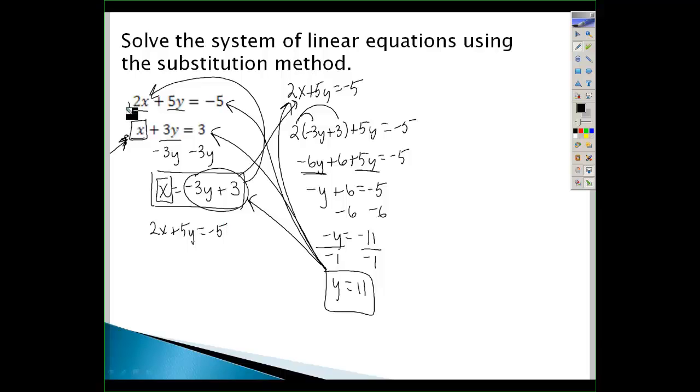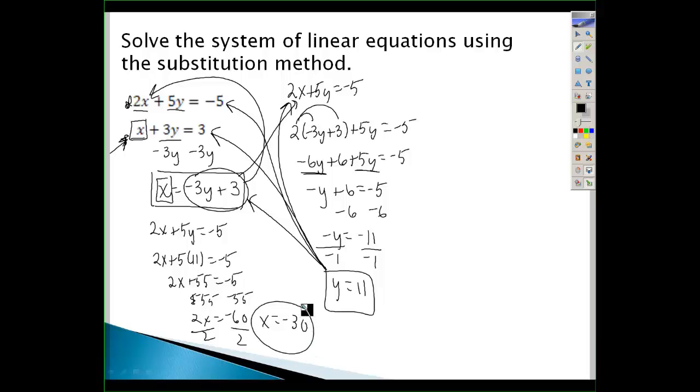I'll rewrite my first equation right here. I rewrote that, and now I'm going to put 11 in for y. So 2x plus 55 equals negative 5. I'm going to subtract 55 from both sides. And so 2x equals negative 60, and divide by 2. X must equal negative 30. If I have my two solutions, I can write the coordinate as my answer. Negative 30, 11.